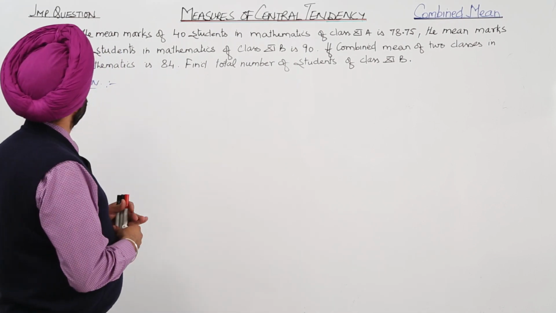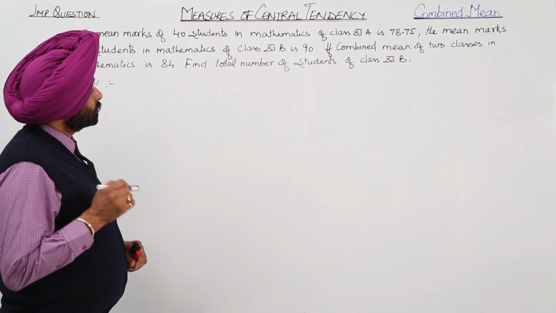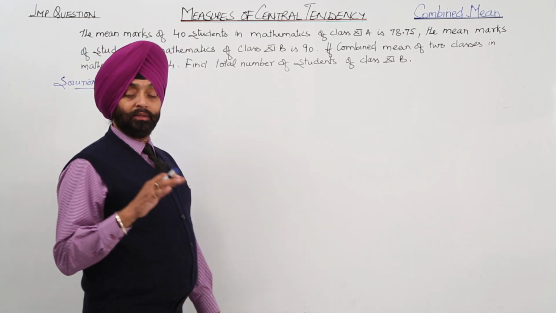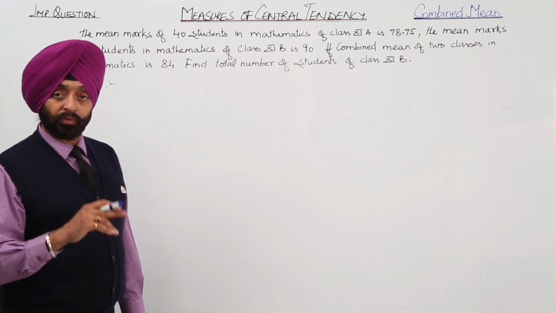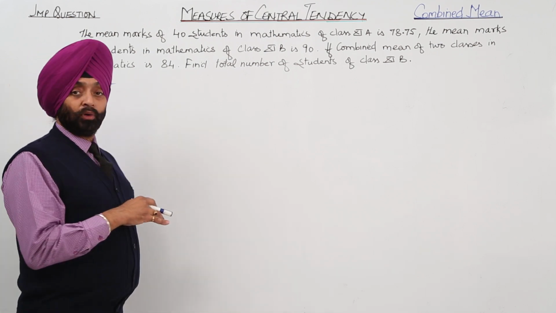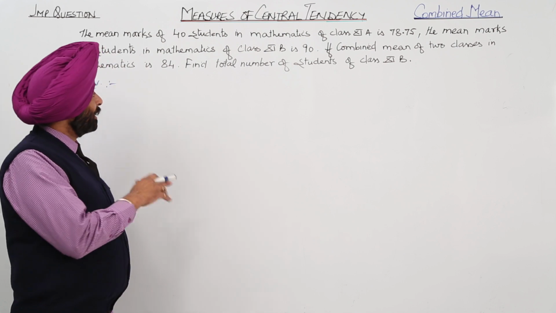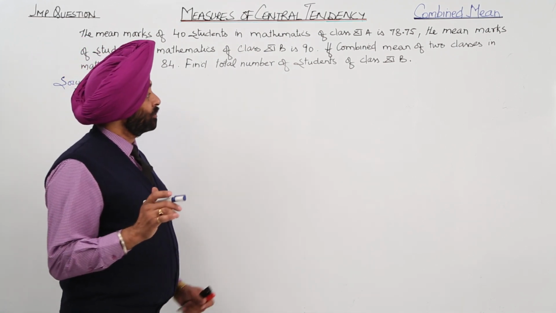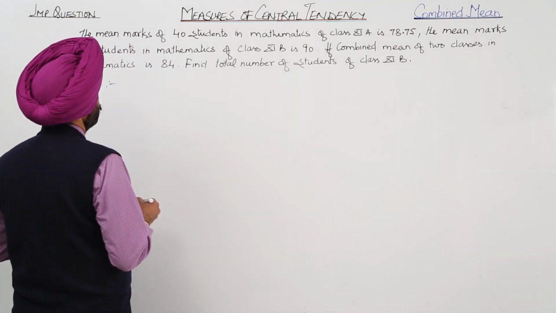Now in this question, the mean marks of 40 students in mathematics of class 11th A is 78.75 and the mean marks of the students of class 11th B is given to be 90. The combined mean of both the classes in mathematics is given to be 84. We have to find the total number of students of class 11th B.